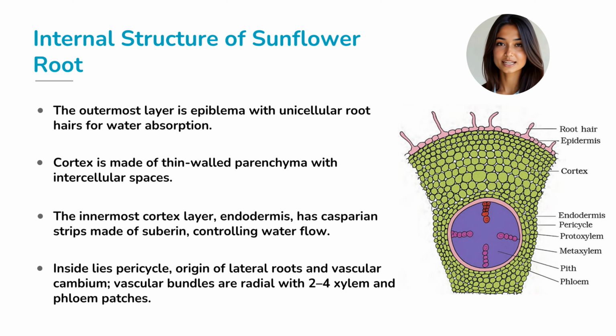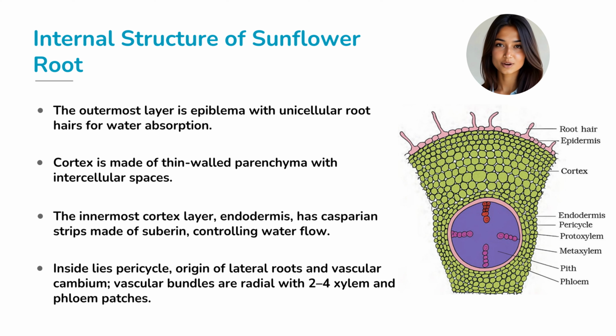The innermost layer, the endodermis, contains Casparian strips, bands of suberin that act like gates, forcing water to move selectively. Just inside lies the pericycle, where lateral roots originate and cambium can arise during secondary growth. The vascular bundles are radial, arranged in alternating patches of xylem and phloem, usually 2 to 4. Together, these tissues form the stele, the central conducting cylinder.